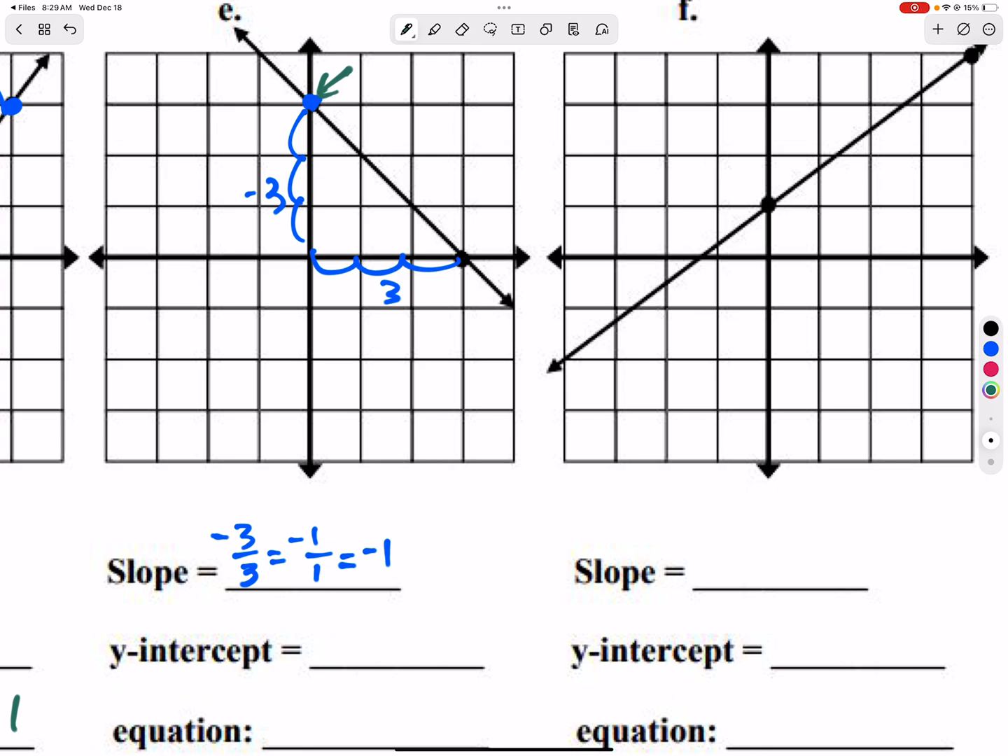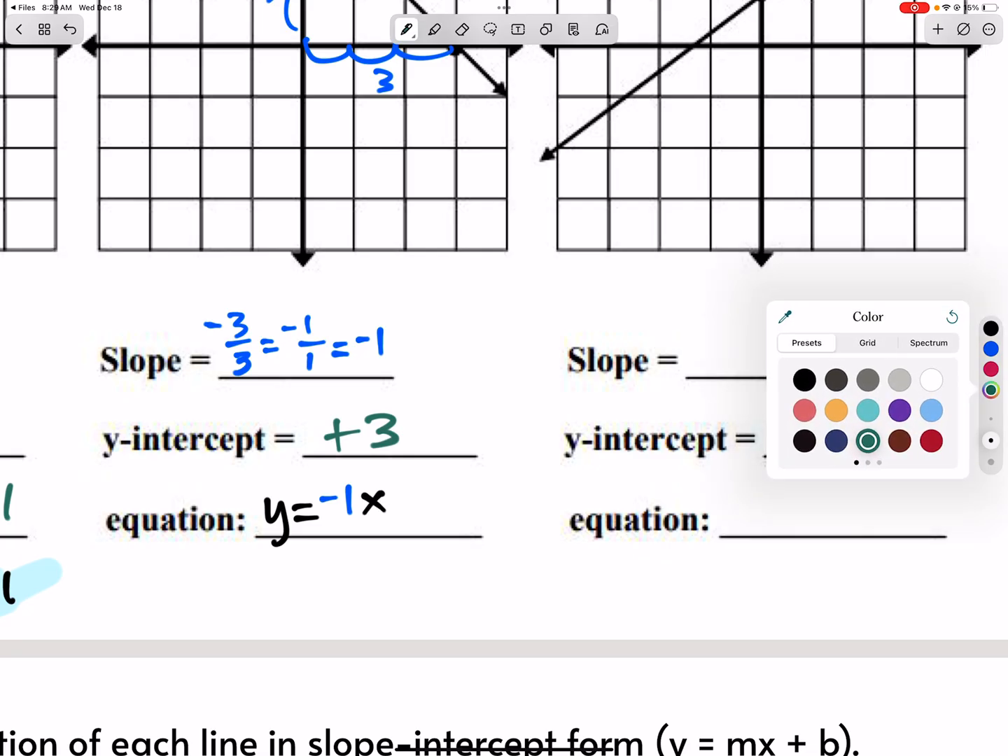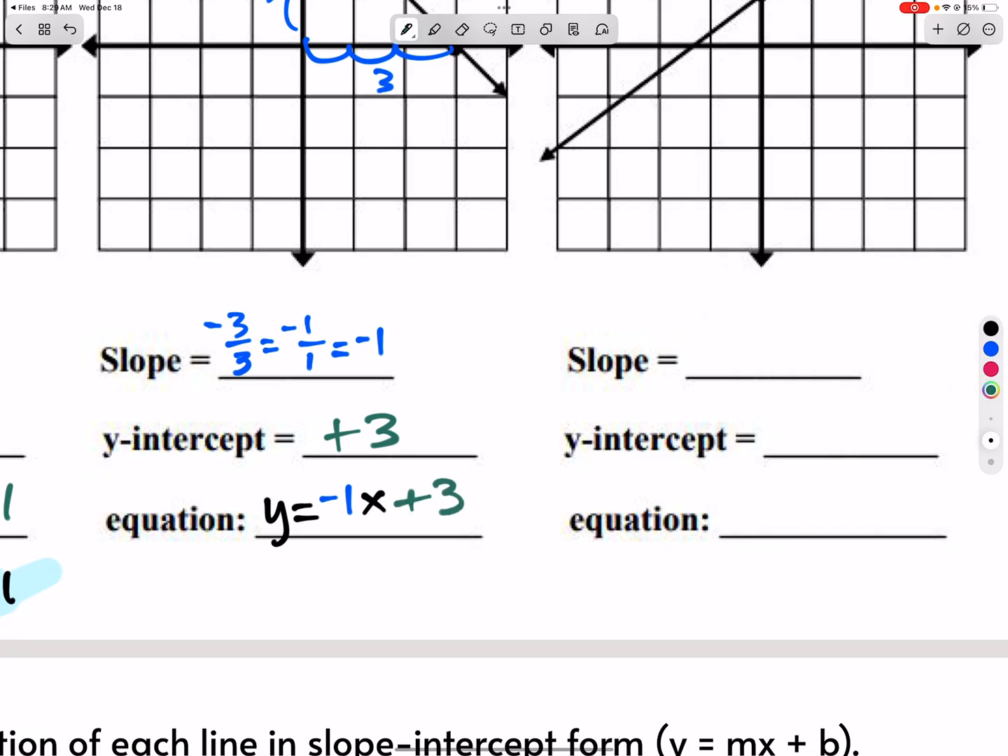So my y-intercept is right here, which is a +3. So when we write the equation, y equals, we got a -1, x plus 3. I mean, depending on who your teacher is and how particular they are, you could put for the slope -1/1. I wouldn't pick -3/3 because that's showing me you don't know that you can simplify it.